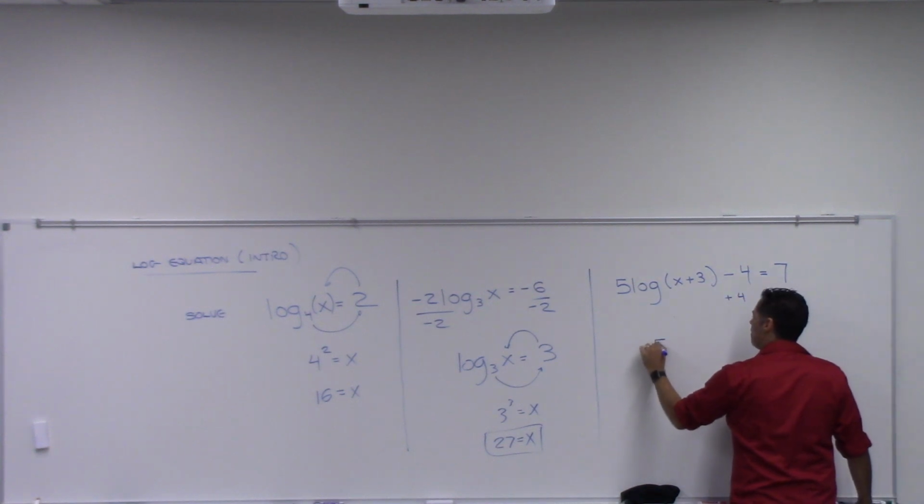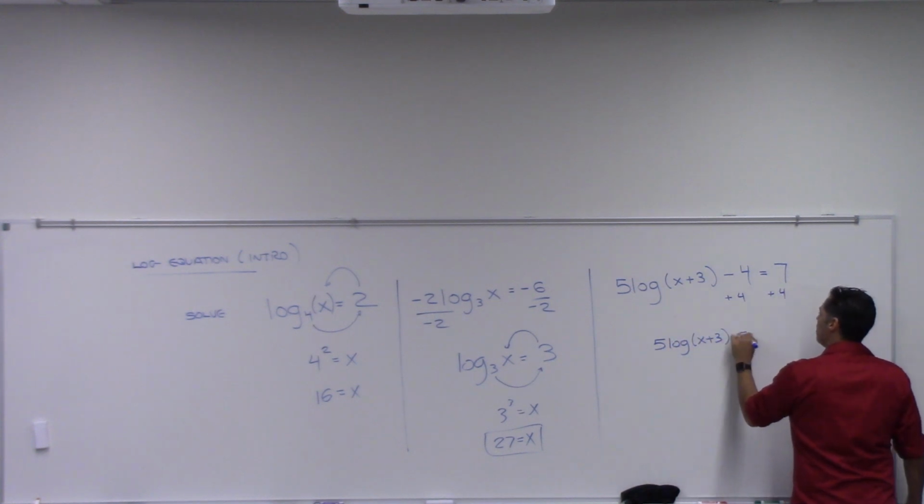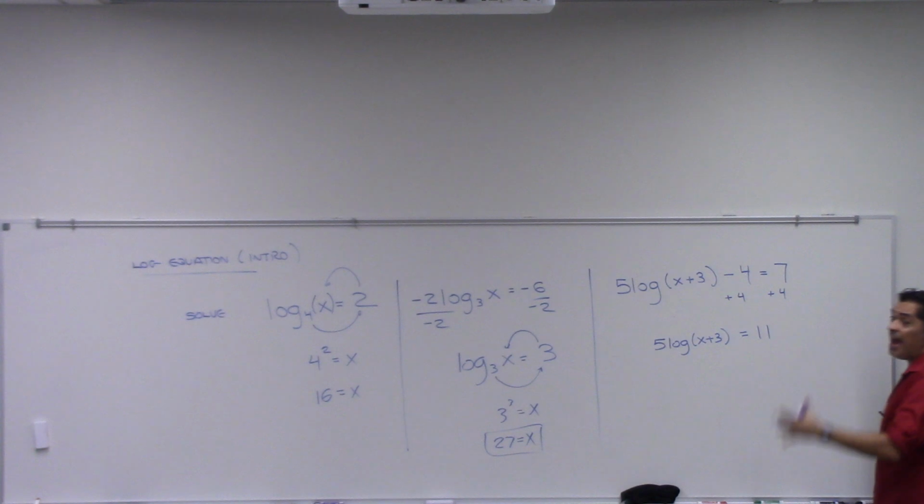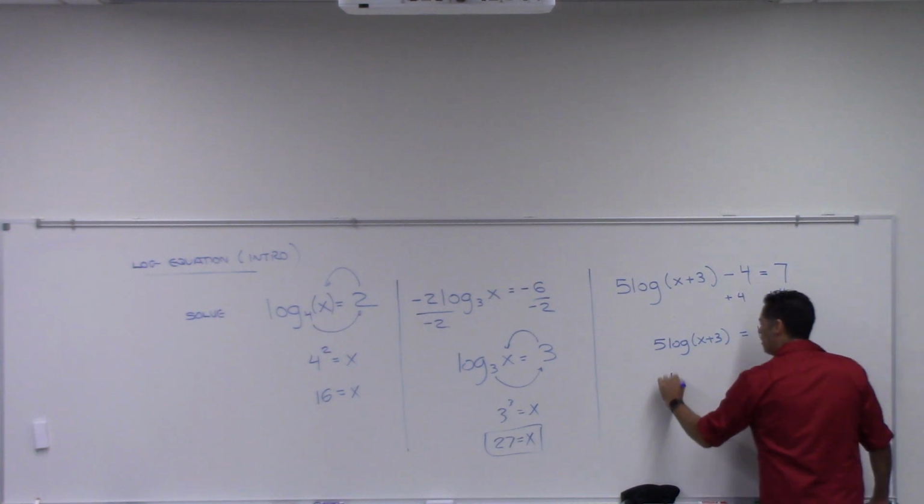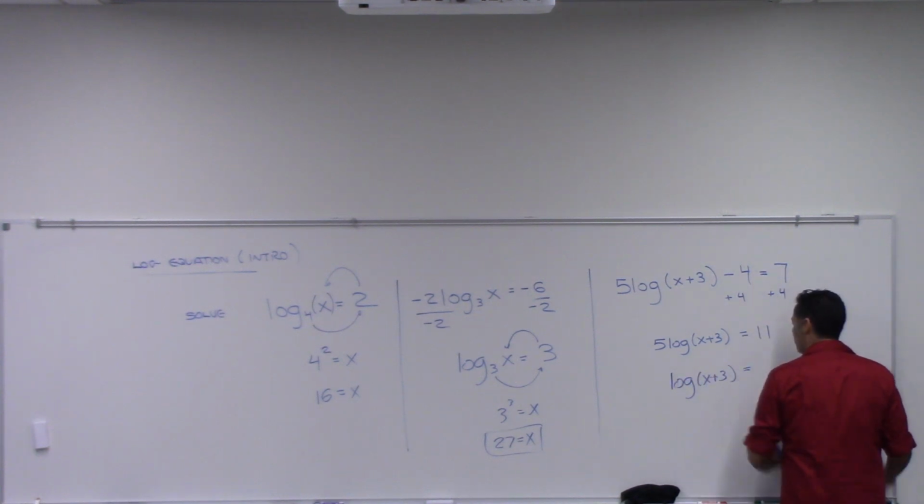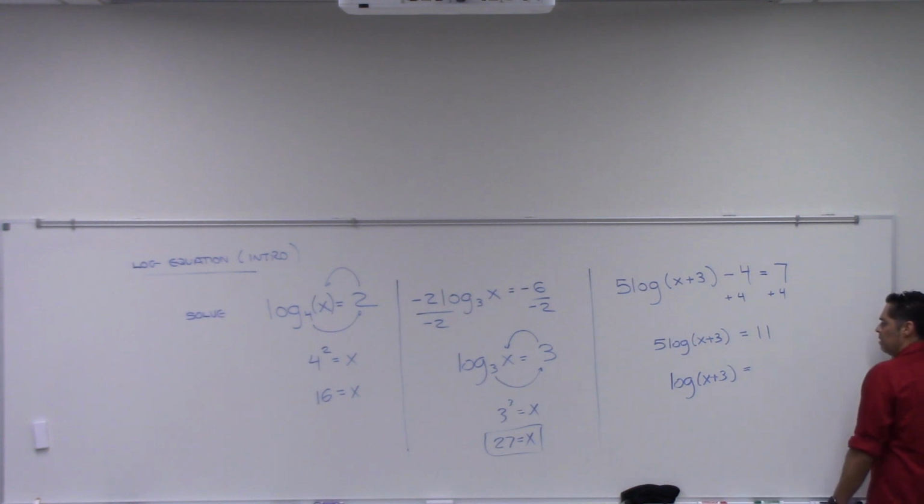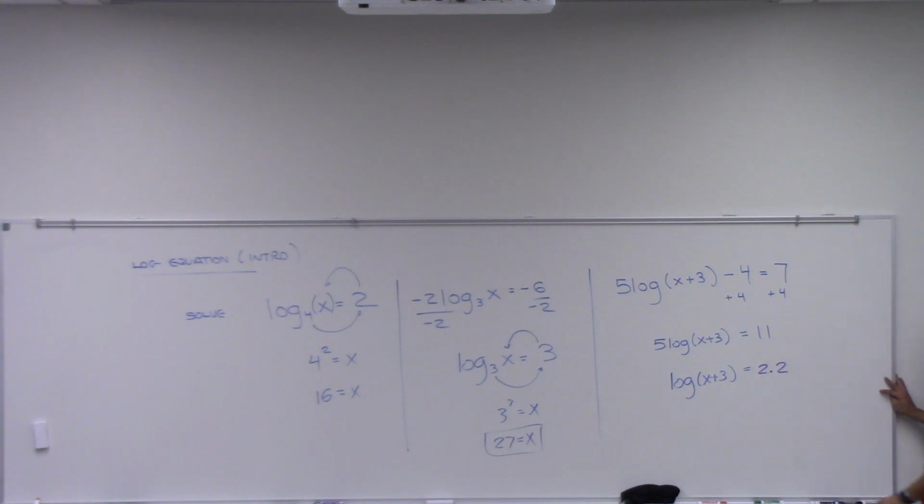Okay, so we do that, we get 5 log(x + 3) equals 11. Now, divide both sides by 5, you get log(x + 3) equals, what's 11 divided by 5? 11 fifths, which is 2.2, I believe? Yeah, 2.2.